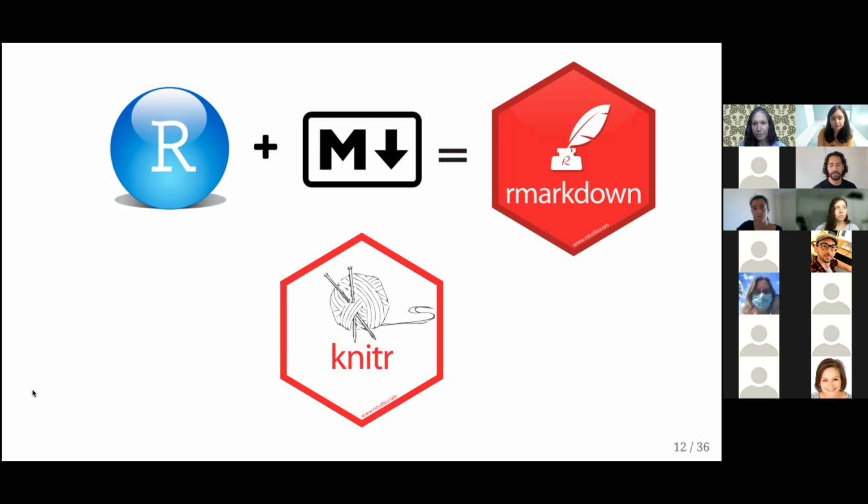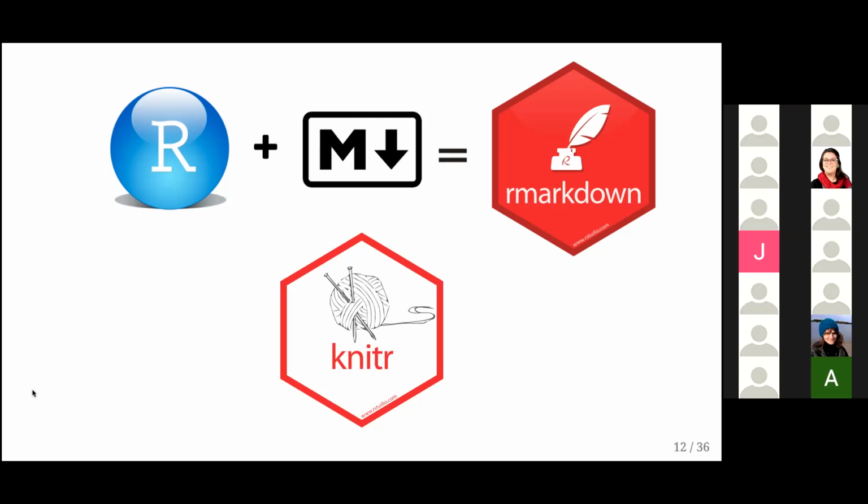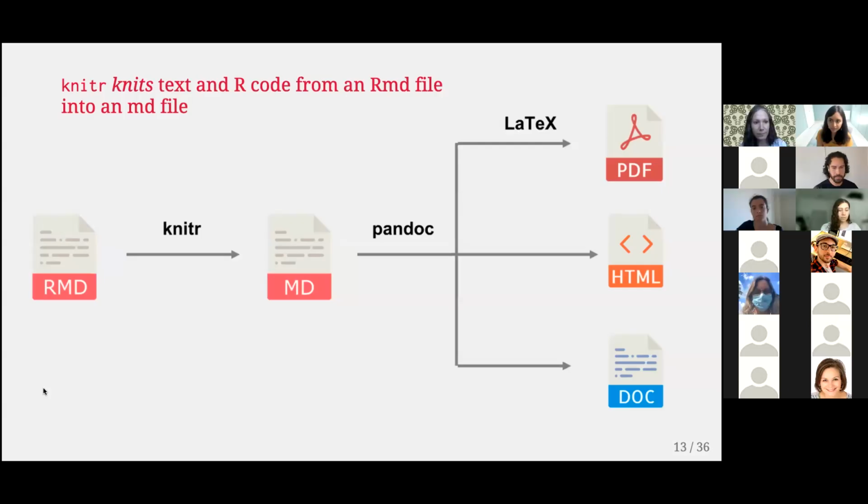It's worth mentioning that under the hood, what actually happens is a function called render is going to render the document for us. But most people don't ever use that function. A lot of people don't use that function. So most of the time we'll just talk about knitting the document. When I say that, what I mean is taking the text and the R code and then knitting them together into one single output. Awesome. So knitr is going to knit the text and the code from an R Markdown file into a Markdown file. So we're going to go from here to here.